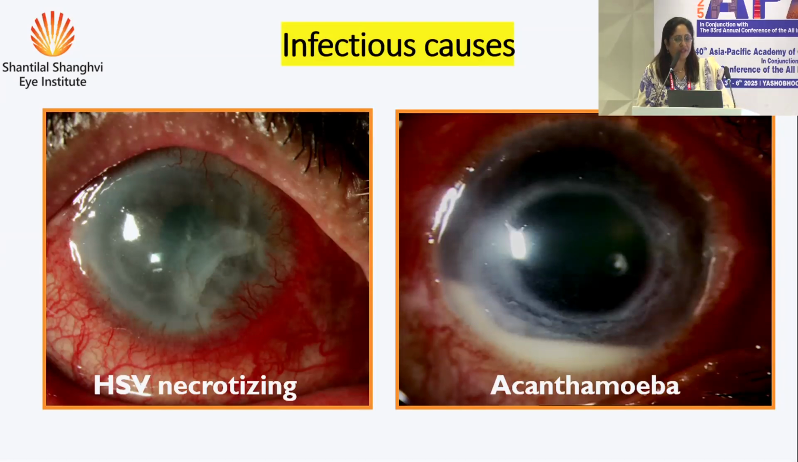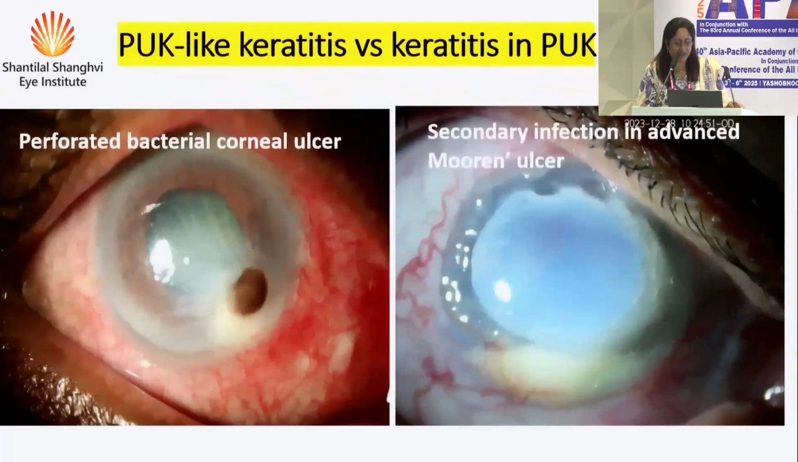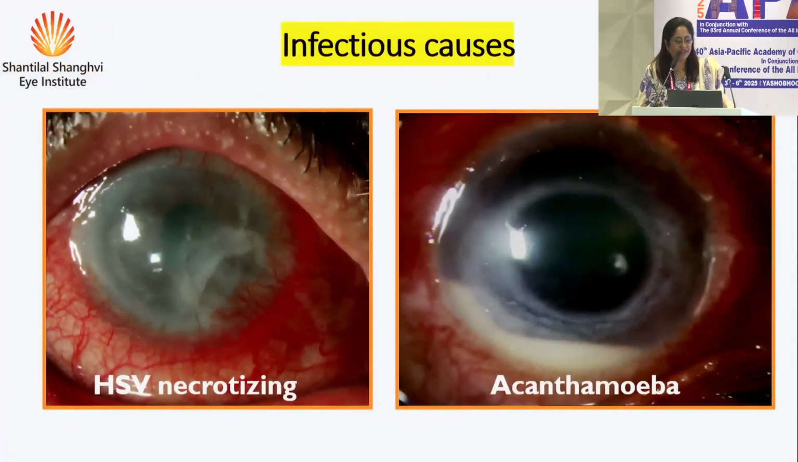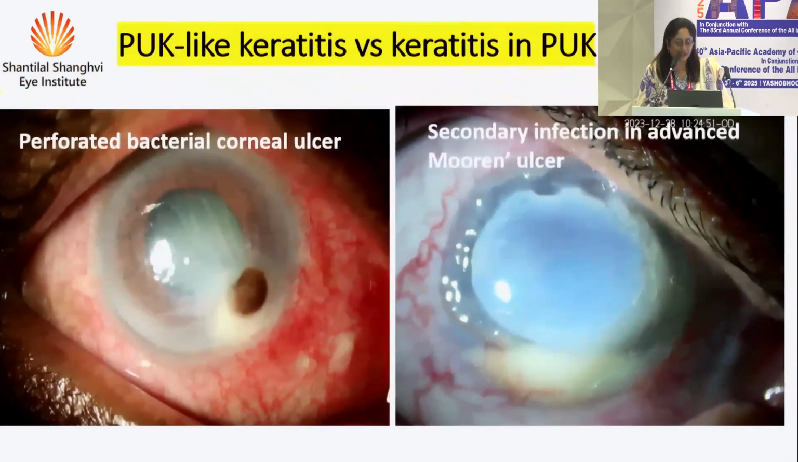So the differential diagnosis, look for corneal sensations. In spite of this much inflammation, the patient doesn't look very distressed. And then when you see the grayish infiltrate leading that edge of the ulcer, this does not happen in a classic PUK. This is another case which was actually referred as PUK, but this is actually bacterial keratitis.